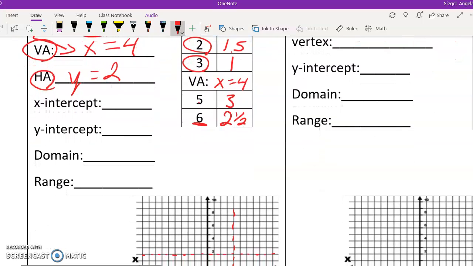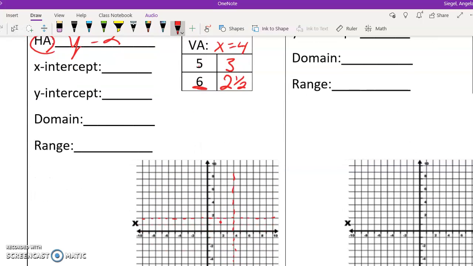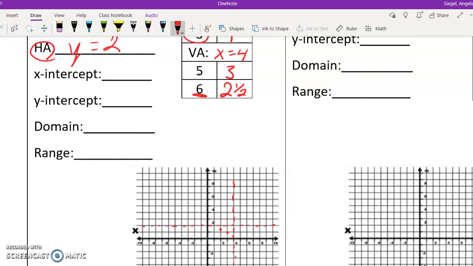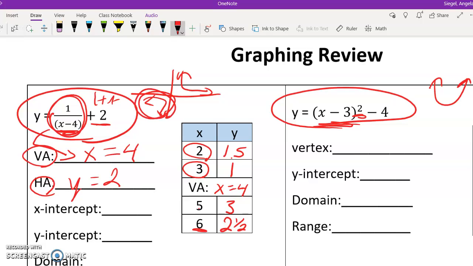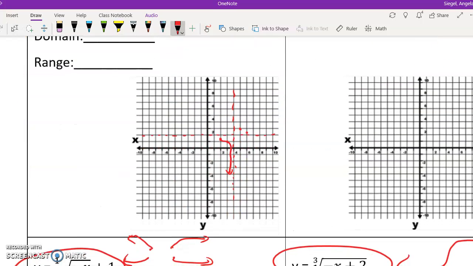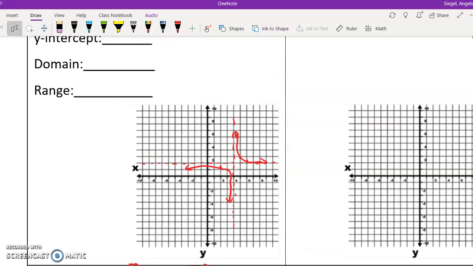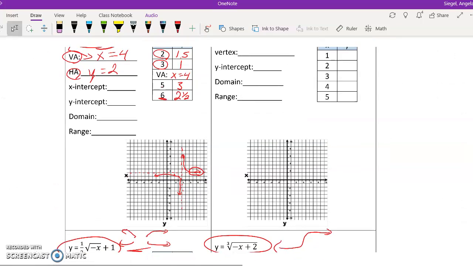Okay, let's go ahead and graph these. So 2, 1.5; 3, 1; 5, 3; and 6, 2.5. That doesn't really tell me a whole bunch. I've just got these random points here. So I need to know that they're going to do something like this. Anytime you have asymptotes, your graph wants to go towards the asymptote. So I'm going to pull it towards the asymptote, towards the asymptote, like that. I did a really terrible job at this, but it shouldn't ever touch the asymptote. It just gets really, really close to it. So I apologize for how yucky that looks.